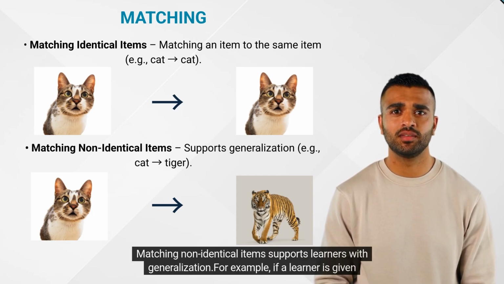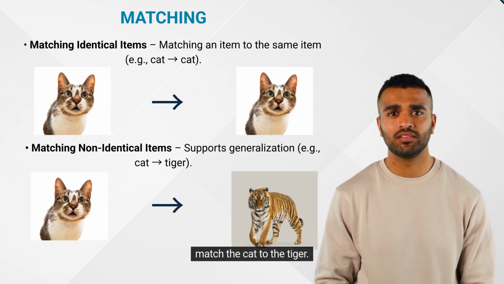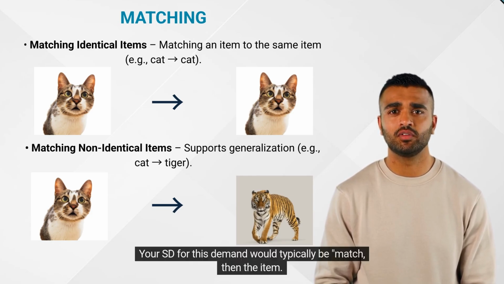Matching non-identical items supports learners with generalization. For example, if a learner is given a picture of a cat and in front of the learner is a picture of a cat and a tiger, the learner will match the cat to the tiger. This is because they are both animals and are both types of cats. Your SD for this demand would typically be match then the item.